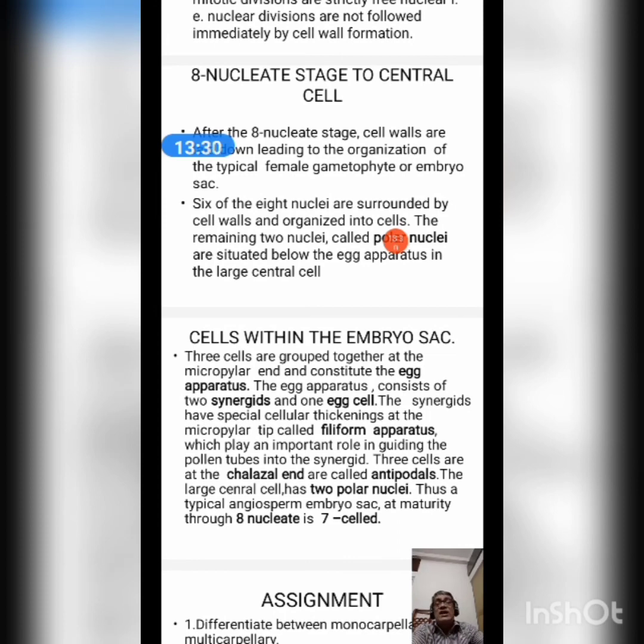How are the cells organized within the embryo sac? Three cells are grouped together at the micropylar end and constitute the egg apparatus. The egg apparatus consists of two synergids and one egg cell. The synergids have special cellular thickenings at the micropylar tip called the filiform apparatus, which plays an important role in guiding the pollen tube into the synergid. Three cells at the chalazal end are called the antipodal cells, and the large central cell has two polar nuclei. Thus a typical angiosperm embryo sac at maturity is eight-nucleate and seven-celled.